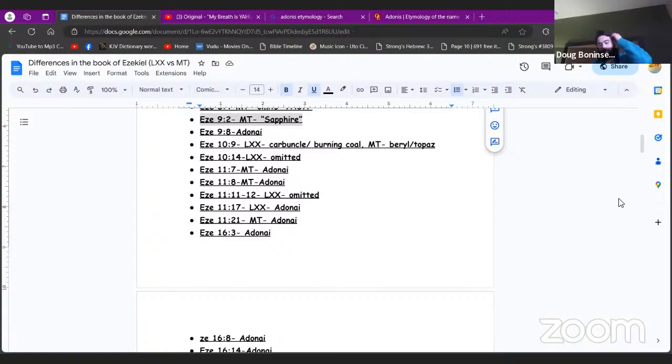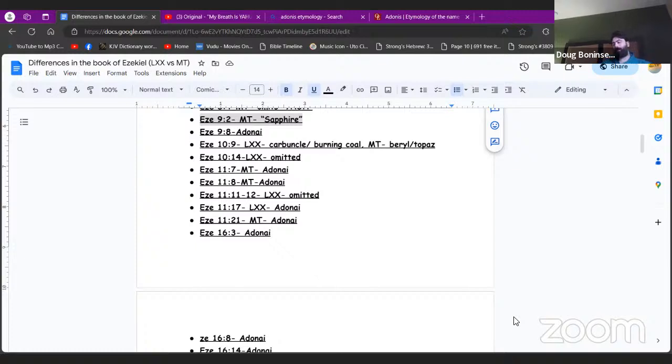LXX says, and behold, 6 men came from the way of the high state that looks toward the north. Each one's axe was in his hand. There was one man in the midst of them, clothed with a long robe down to the feet, and a sapphire girdle was on his loins. And they came in and stood near the brazen altar. Now, this is interesting because sapphire is not in the Masoretic.